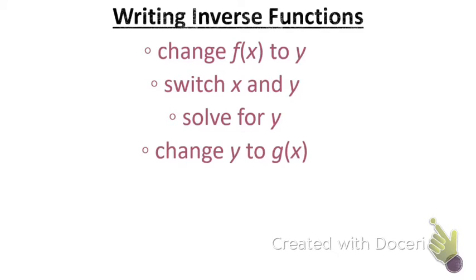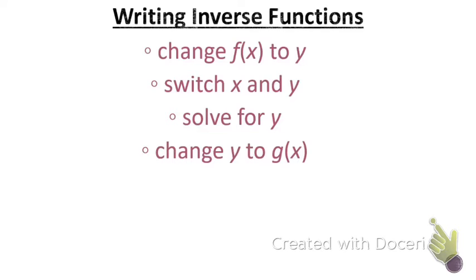So we're going to take the variables X and Y and we're going to switch them. We're not going to switch any signs. We're not going to switch any exponents. We are not switching any equal sign. We are just switching X and Y. Then we're going to solve the equation for Y. Okay, we're going to get Y by itself. Then we're going to change Y to G of X. So we're taking it and putting it back into function form. Why am I not putting it back to f of X?